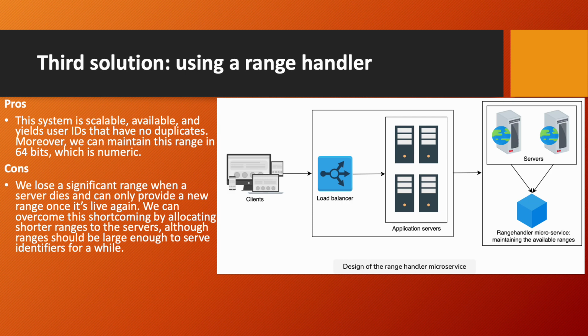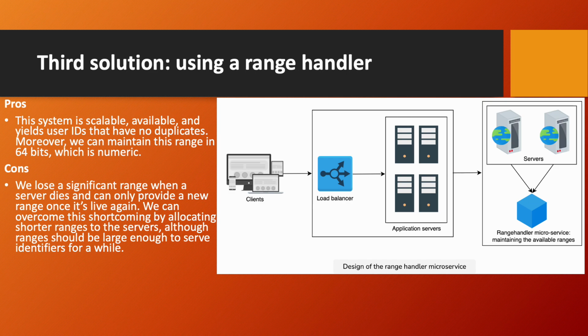The pros of this system would be the system is scalable, available, and yields user IDs that have no duplicates. Moreover, we can maintain this range in 64 bits, which is numeric. That is pretty cool. Now, cons would be we lose a significant range when a server dies and can only provide a new range once it's live again. We can overcome this shortcoming by allocating shorter ranges to the server, although the ranges should be large enough to serve identifiers for a while.